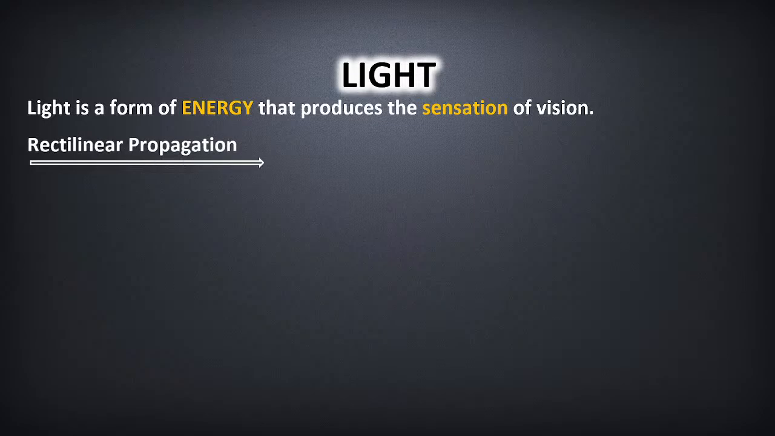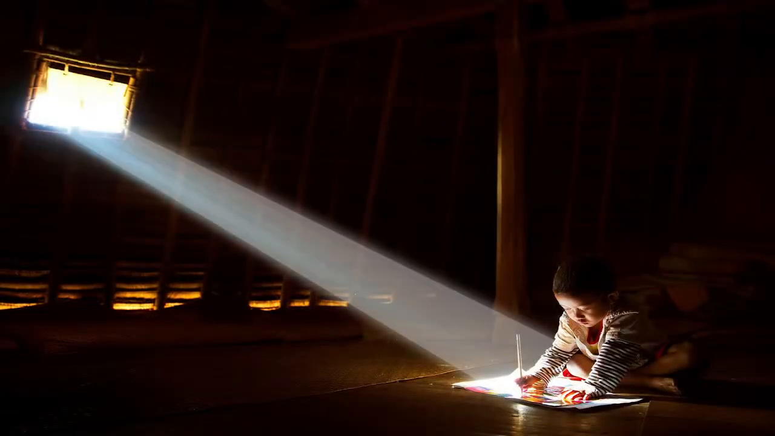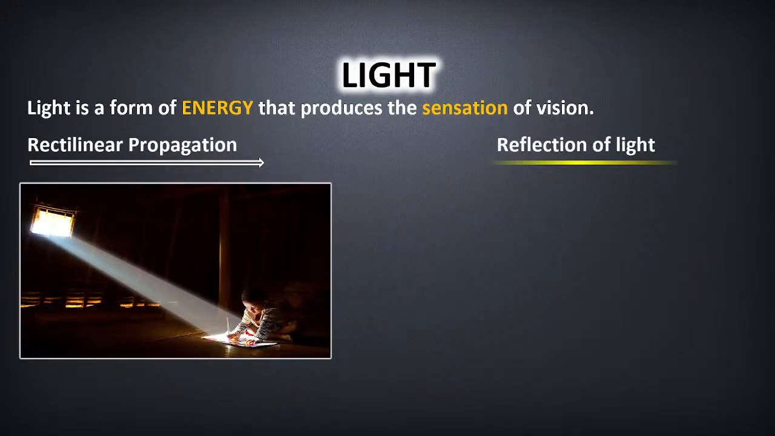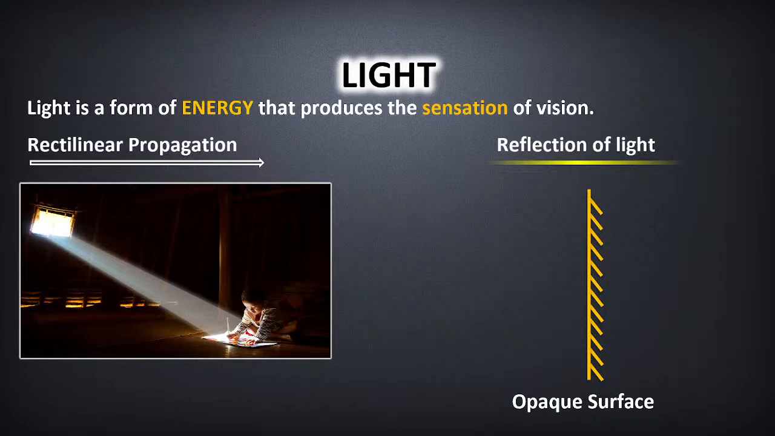Okay, next, rectilinear propagation of light. Got it? Light always travels in a straight line. Reflection of light, you already know. Imagine this is an opaque surface. One surface is smooth and the other side is rough.